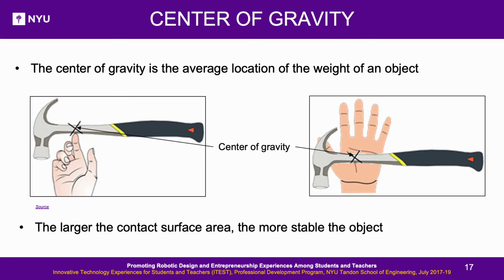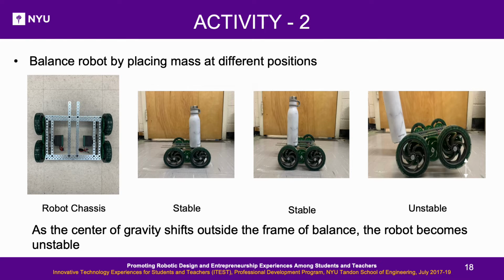It is easier to balance the hammer with the palm, more surface contact, than with the tip of the finger. Activity 2. Balance robot by placing mass at different positions. As the center of gravity shifts outside the frame of balance, the robot becomes unstable.